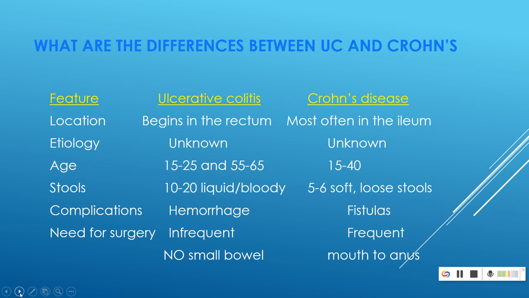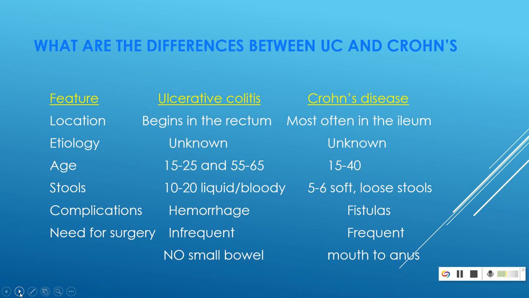So what are the differences between UC, ulcerative colitis, and Crohn's disease? Well, I've got it right here. Feature, location. Ulcerative colitis begins in the rectum and can go up through the sigmoid colon, up the whole colon, large intestines. Crohn's disease can happen anywhere along the GI tract, but most of the time it happens in the ileum of the small intestine. That's most frequent.